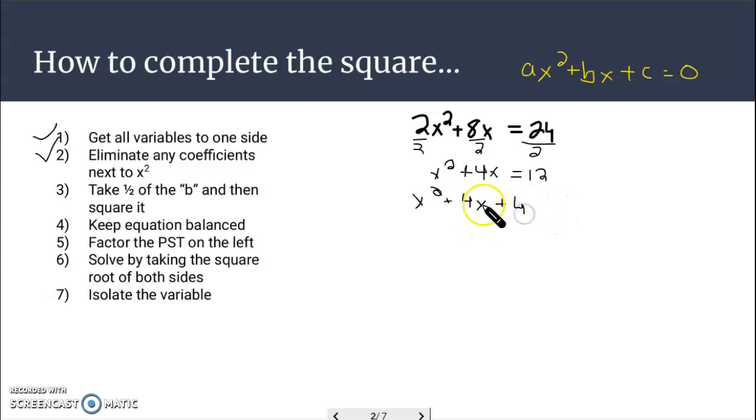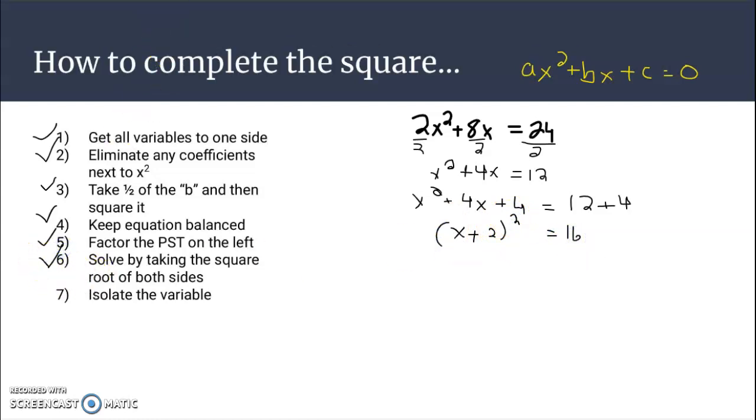We add that here, and this makes a perfect square trinomial. We have one right here, but we have to keep the equation balanced, like we say in step 3 here. So if I add 4 to one side of an equation, I have to add 4 to the other side of an equation. We're going to factor the perfect square trinomial on the left. x squared plus 4x plus 4 factors into x plus 2, quantity squared. And then 12 plus 4 is 16.